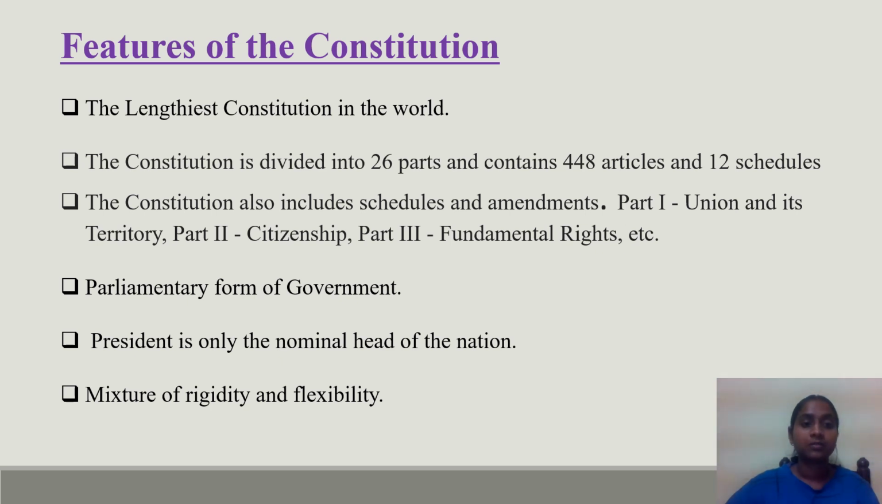Our Constitution is a parliamentary form of government, where the President is only the nominal head of the nation, and our Constitution is a mixture of both rigidity and flexibility.